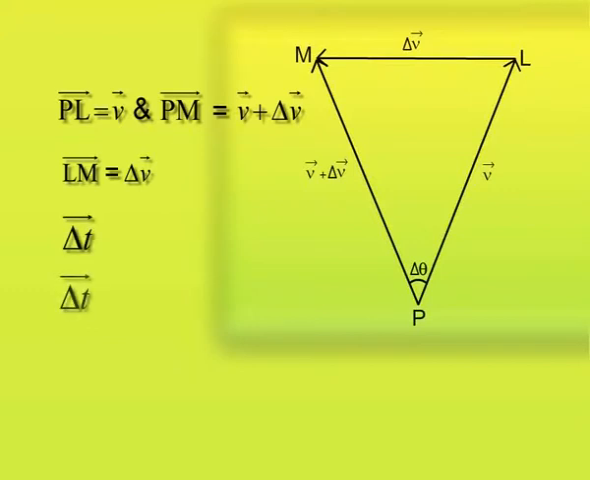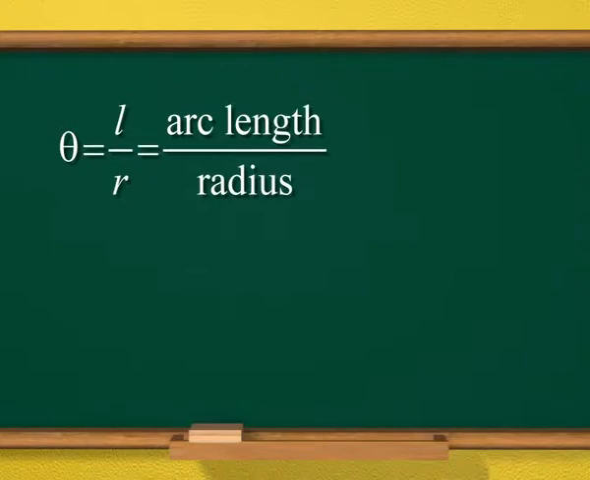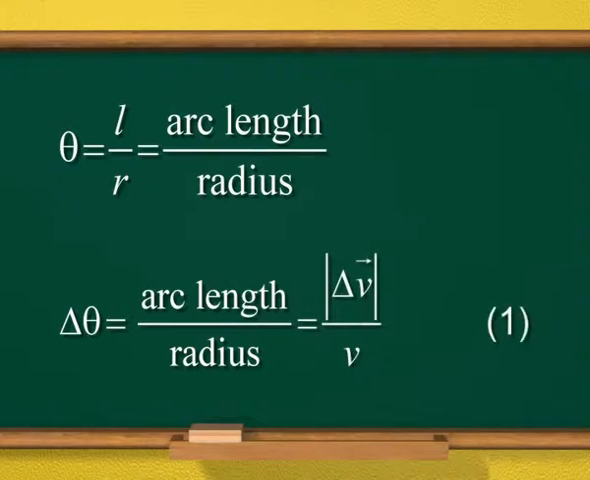As the time interval delta t is very small, the points L and M will be very close to each other, and hence LM, equal to modulus of delta vector v, can be treated as the arc of a circle whose radius is PL equal to PM equal to v, the uniform speed of the object. Since the angular displacement of an object moving in a circular path is given by theta equals L by R, which is arc length by radius, here the angular displacement is given by delta theta equals arc length by radius, which is equal to modulus of delta vector v by v, representing equation 1.